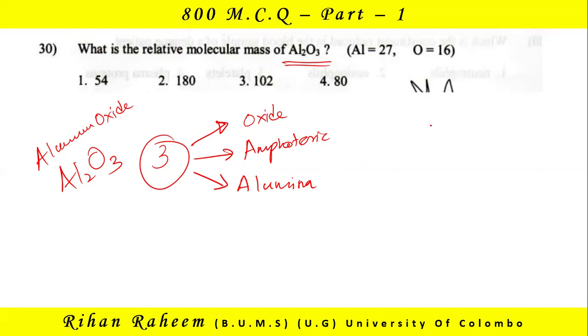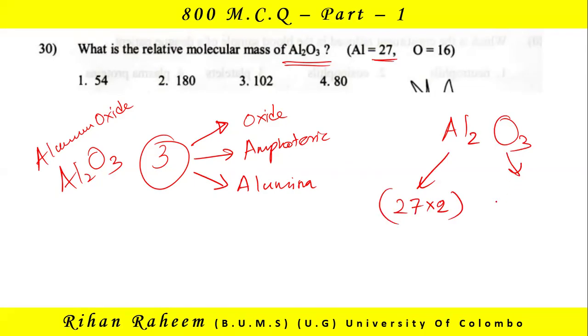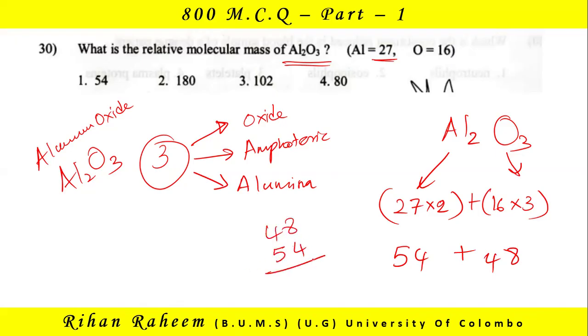Now, the question is to find the relative molecular mass of Al2O3. Aluminium's relative atomic mass, they have given as 27. 27 into 2. Oxygen is 16, 16 into 3, and add it. 27 into 2 is 54, right? Plus 16 into 3 is 48. 48 plus 54 is 102. The third one is the most suitable answer. Question number 30, answer number 3. Done.